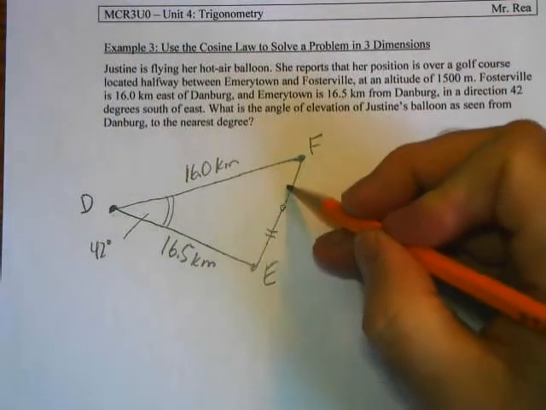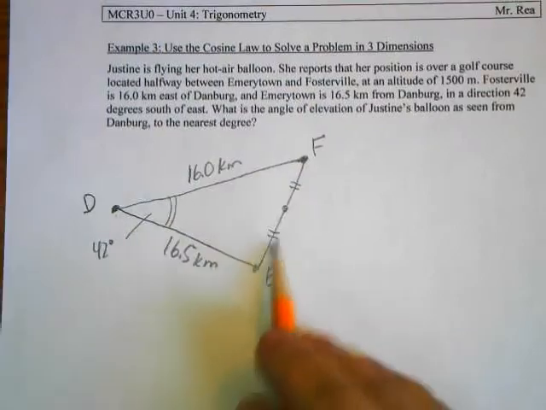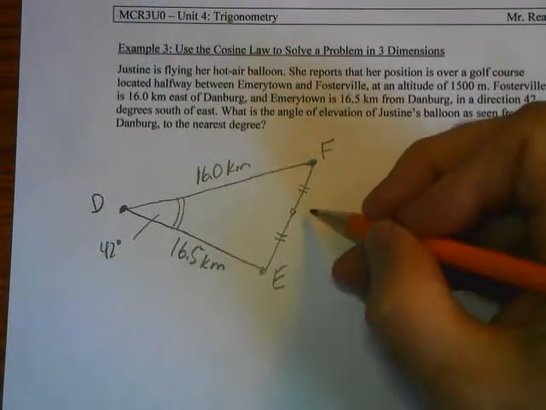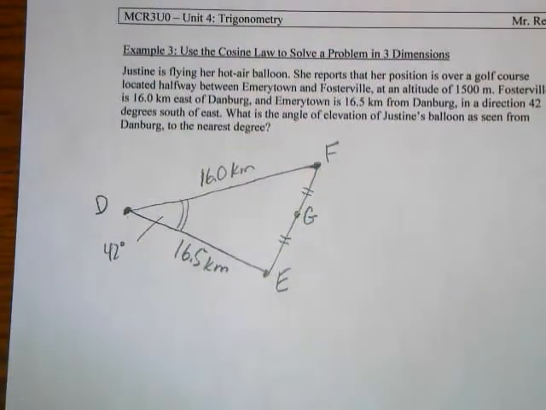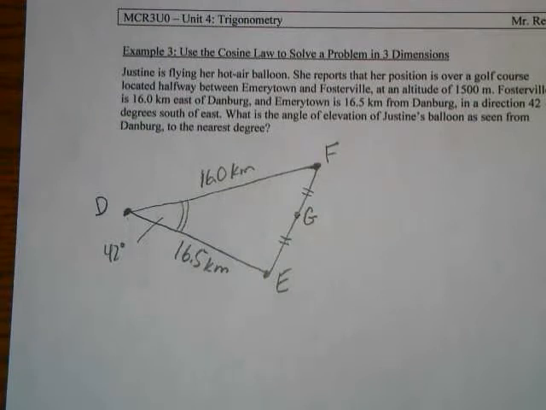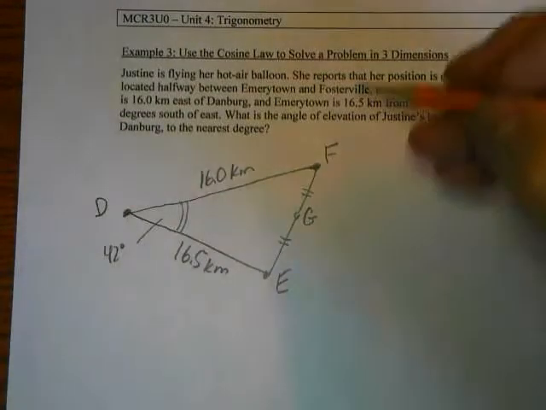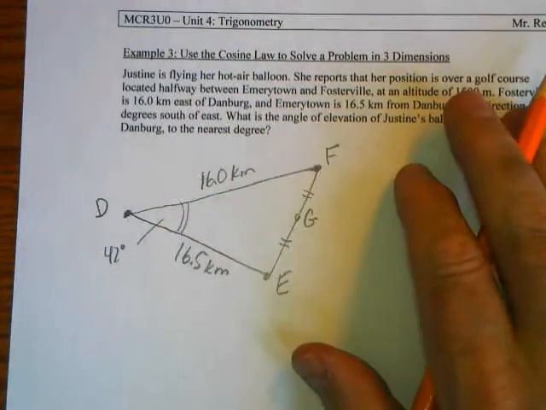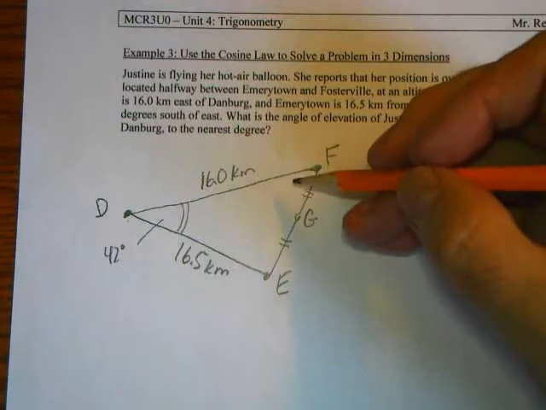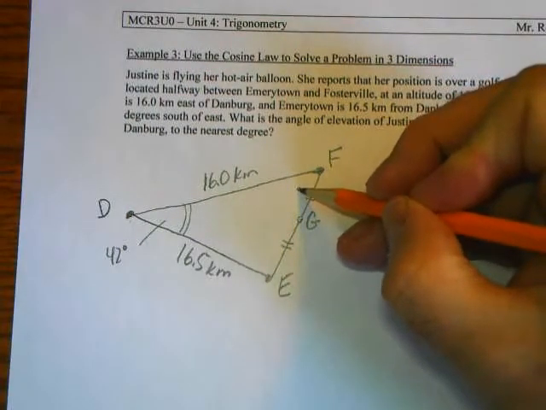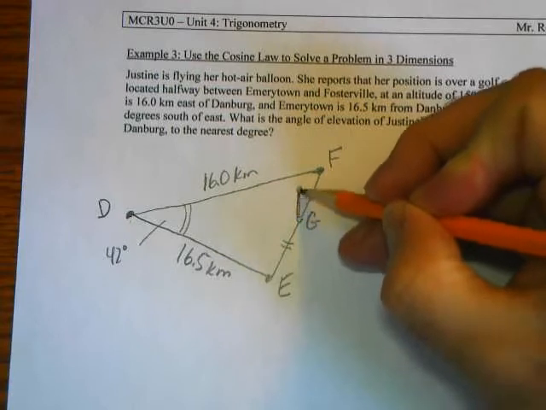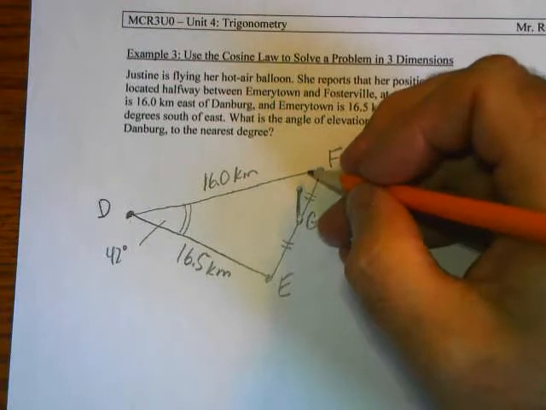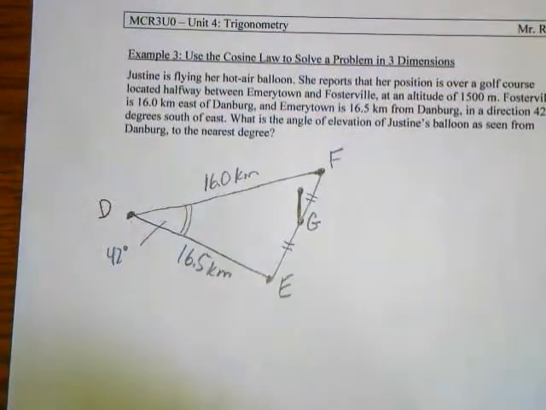And halfway, I'm going to put that information using these little hash marks that show that those two distances are the same. I'm going to call this G for golf course. Okay. I guess the only thing I don't have now is the hot air balloon. So everything I've drawn so far is on 2 dimensions, the ground. And now I'm going to put the hot air balloon here, directly above the golf course. And I'll give that the letter, oh, I don't know, let's call it I.